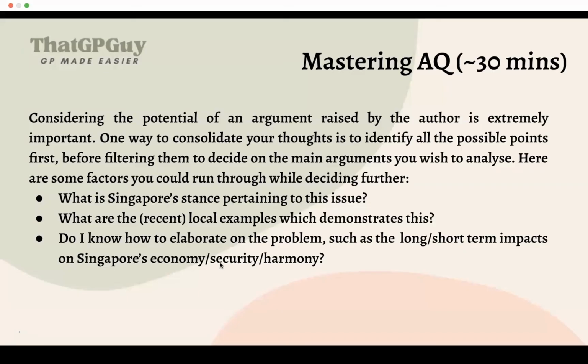Yeah. Okay, so last question. You need to be able to think about your explanation. I think most students, those who are here, and if you're scoring about 4 or 5 or even lower, 3, 2 for AQ, it could be because you are not elaborating well. Maybe you're just listing down examples, and you are not explaining these examples well in response to Singapore's context. Yeah, so these are just some areas that you can think about. What are the long-term, short-term impacts of whatever the author said on our economy, security, or harmony? Yeah, some pointers to note.